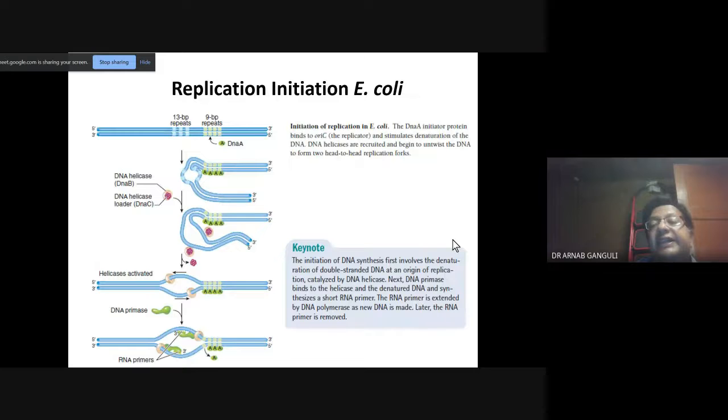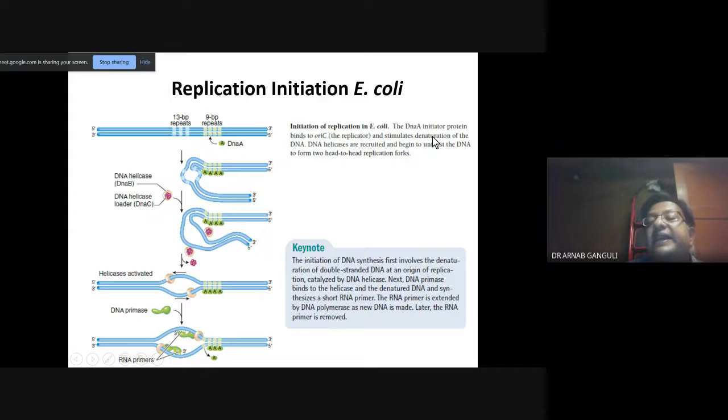So replication initiation on E. coli. There is a 13 base pair repeat and a 9 base pair repeat. DnaA comes and binds over here. DNA helicase binds, it unwinds this region. All the helicases are activated. RNA primers are added. So we have studied this.